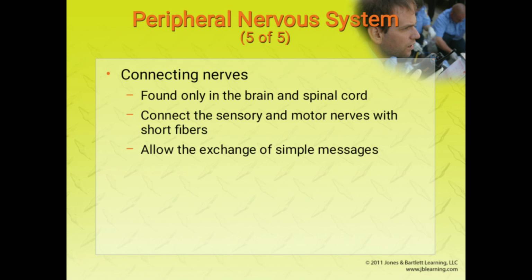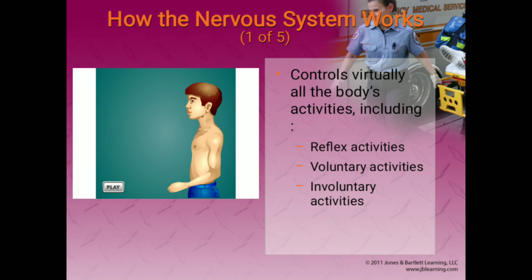And if we talk about the connecting nerves, they are found only in the brain and spinal cord. These are also called mixed or associative nerves. They allow the exchange of simple messages. They also help to sort out the information, whether it is for the CNS or PNS. How the nervous system works is also our topic of discussion today.